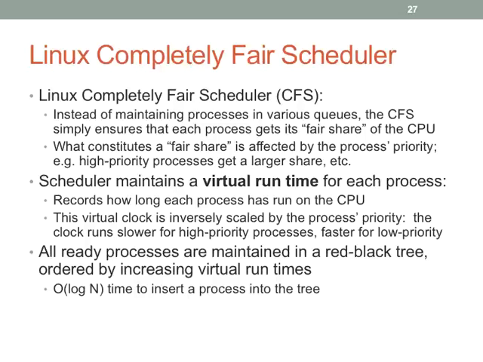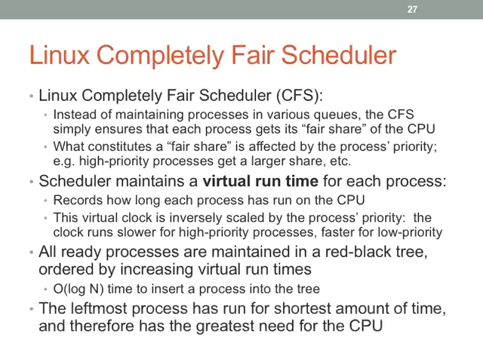Like I say here, it's log n to insert a process into the tree, so it's not as good as the O(1) scheduler anymore. But anyway, that's the one that's run for the shortest amount of time, therefore it should get the CPU first. That's the notion behind the completely fair scheduler. Any questions?